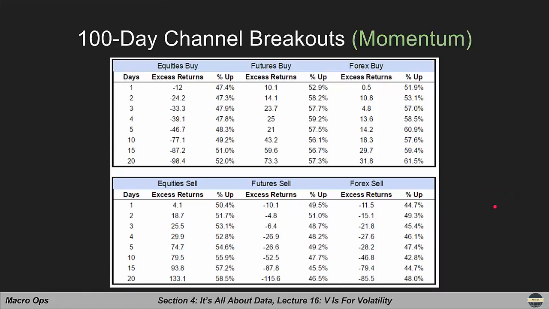So if you remember that Grimes study we looked at of the 100-day channel breakouts with momentum, let's focus on this equities column right here. When we bought 100-day highs in equities, the results didn't turn out well, right? We had actually negative returns following it. And when we sold breakdowns in equities, we had positive returns following. So it didn't turn out well.